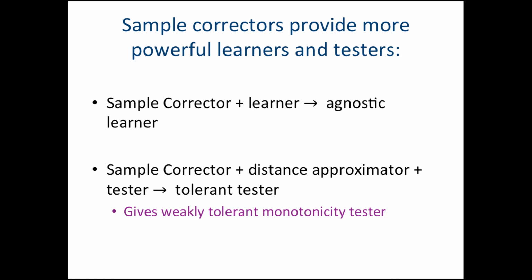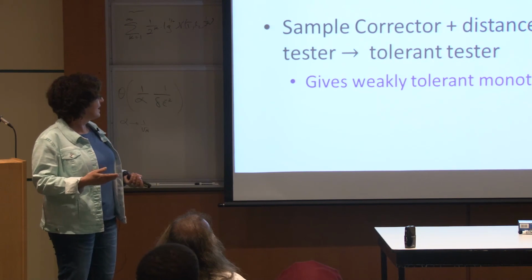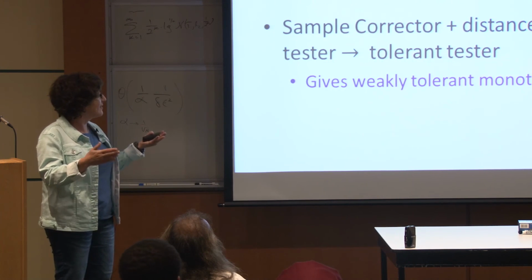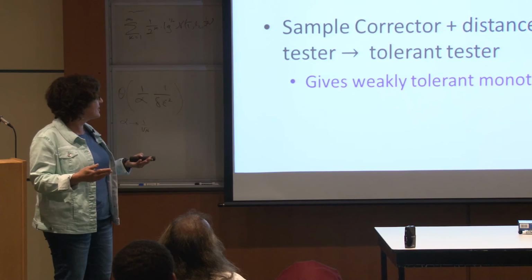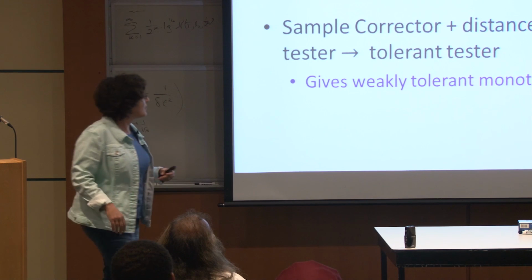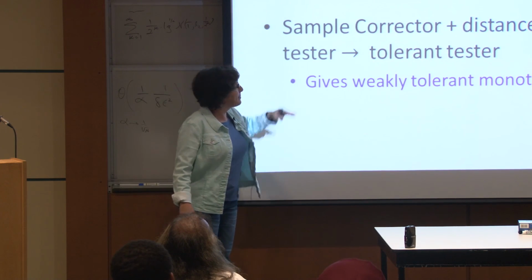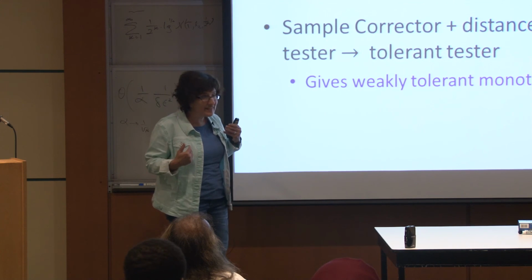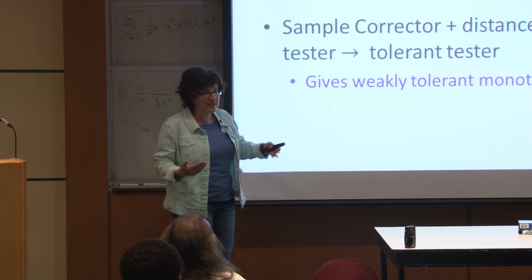Okay, another situation which is actually very analogous to what happens in the property testing world, we call it Brzezinski's result. Brzezinski showed that in the property testing world, if you have a certain kind of corrector and a tester, then you can get a tolerant tester. So similarly here, if you have a sample corrector and a distance approximator between two distributions, and also a tester for this property, then you get a tolerant tester.